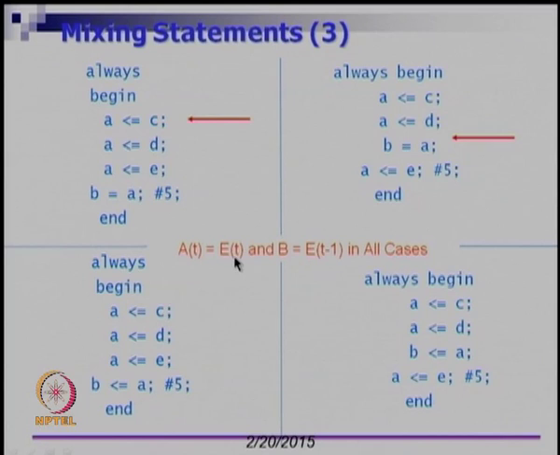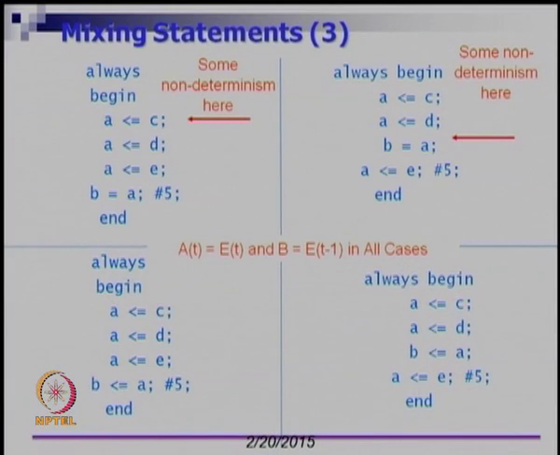So, A of t is E of t and B of t is E of t minus 1 in all these 4 cases. So, clearly you can see that mixing the statements, blocking and non-blocking, is already getting very confusing, right. You have to remember so many details about what each of these things are and so on, right. So, there is some non-determinism with respect to how these things are going to execute, but that does not matter, all of them give the same results.